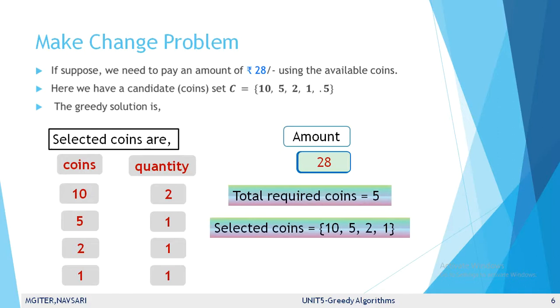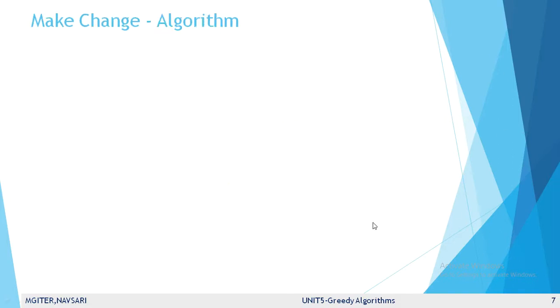So here we used 5 coins. Which ones? 2 coins of 10 rupees, 1 coin of 5 rupees, 1 coin of 2 rupees and 1 coin of 1 rupee. This is our optimal solution.